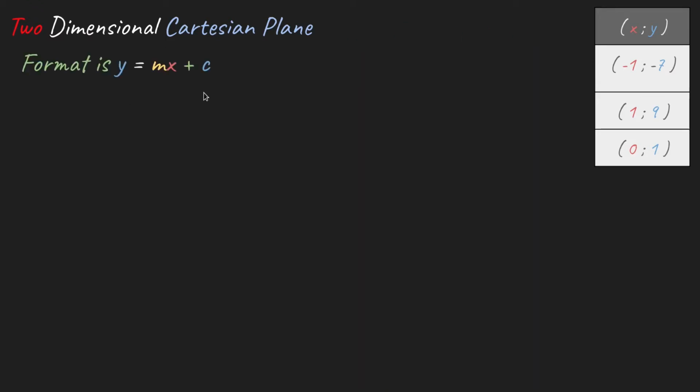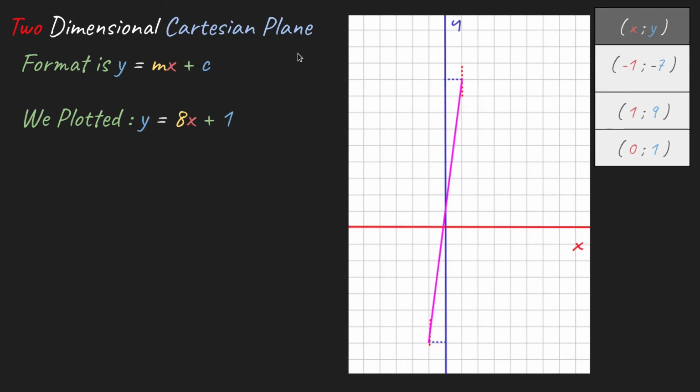Now that we've drawn the graph, remember we rearranged these so they looked a little bit more intuitive for us to use. Let's evaluate some of the stuff that we've drawn in this graph. The format is y is equal to mx plus c. Y is equal to 8x plus 1. That's our example. This is what the line looks like. We've been through that.